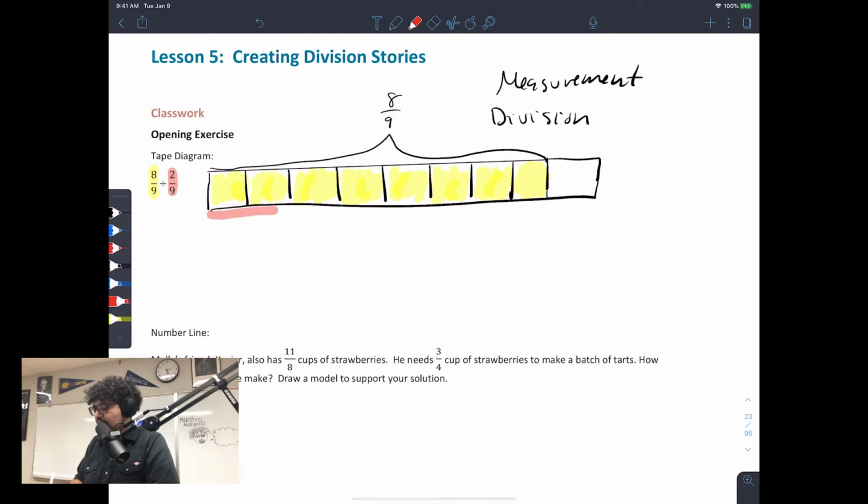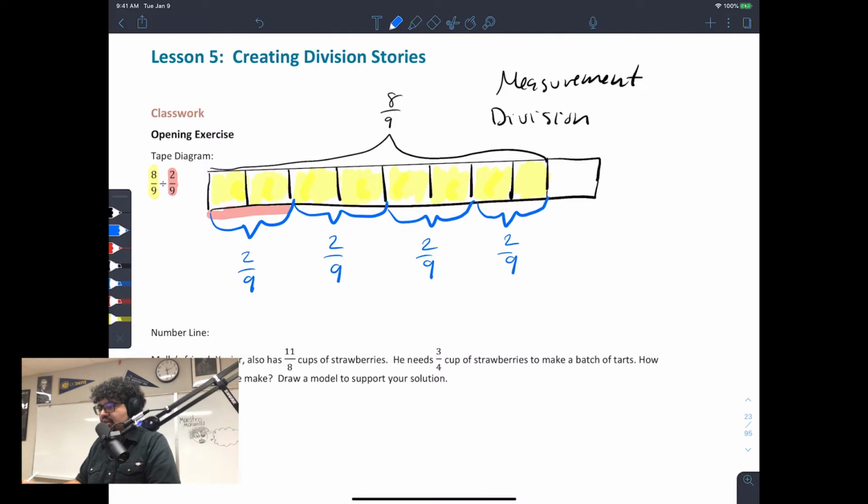Okay, so we break 1, 2. That's one group. So from here to here is one group of 2 ninths. And then we get another 2, and this is another 2 ninths. We can get one more group, and this is 2 ninths. Finally, we get the final group, and this is another group of 2 ninths.